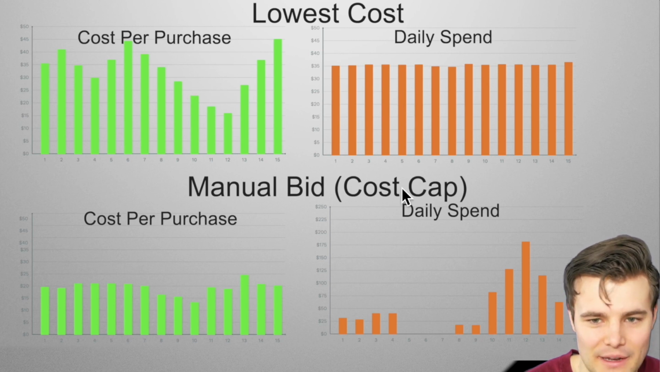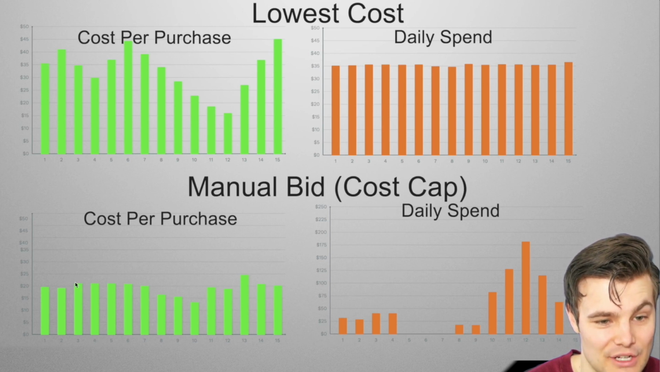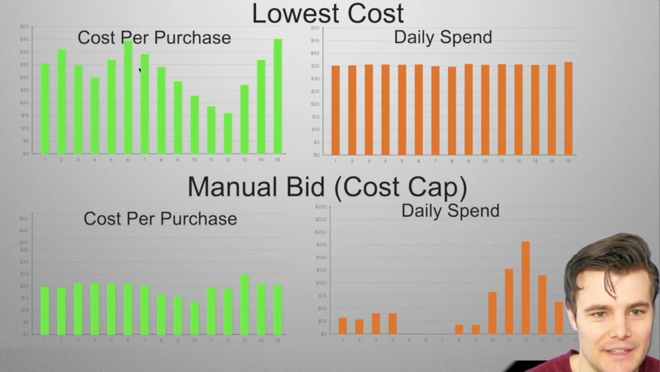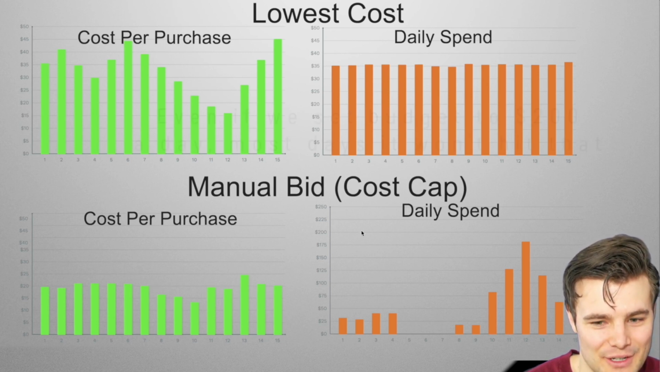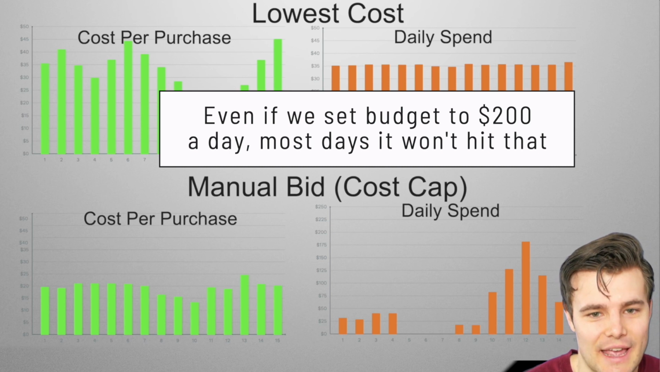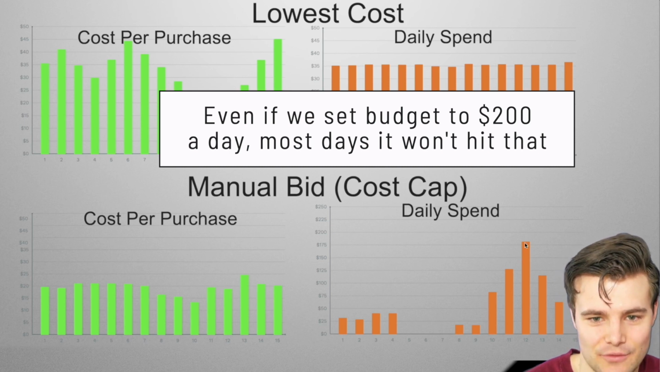Whereas if you're bidding manually, like with cost cap, and you set it at $20, it will fluctuate definitely, but you're going to be relatively close to getting purchases for $20. But on days where it's super competitive, you're going to hit maybe nothing in spend. And then days where you can get purchases really good, there's those low auctions to enter, then you're actually going to hit the full amount of spend.